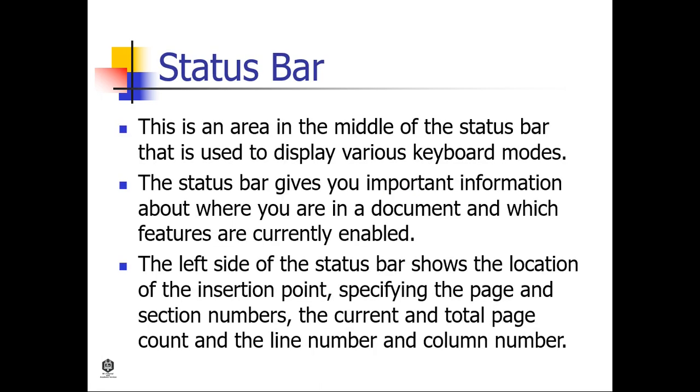Then let's talk about the status bar. This is an area in the middle of the status bar that is used to display various keyboard modes. The status bar gives important information about where you are in a document and which features are currently enabled. The left side of the status bar shows the location of the insertion point, specifying the page and section numbers, the current and total page count, and the line number and column number.